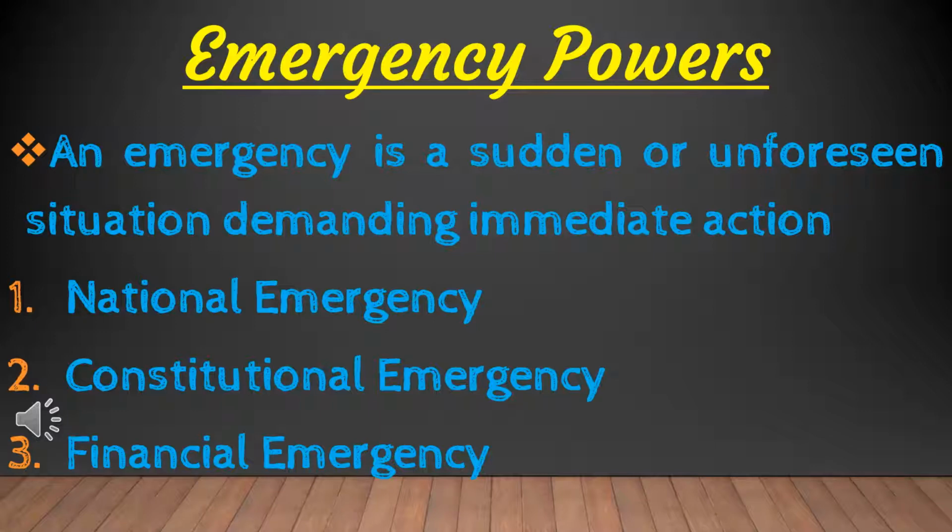Number one, national emergency caused by war, external aggression, or armed rebellion inside the country. That is what we call Article 352. Second one, constitutional emergency. It is caused by the breakdown of the constitutional machinery in a state, that is Article 356. And the third one, financial emergency. It is caused by the threat to the financial stability of India, that we call Article 360. Now we can study them separately one by one.